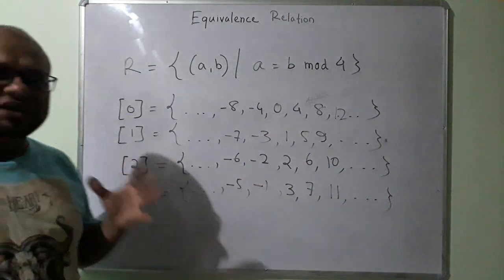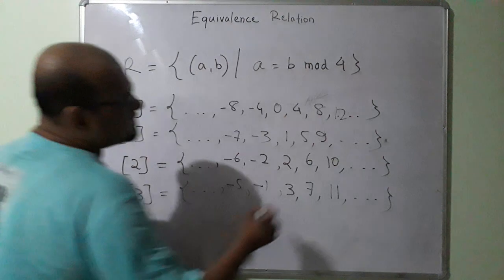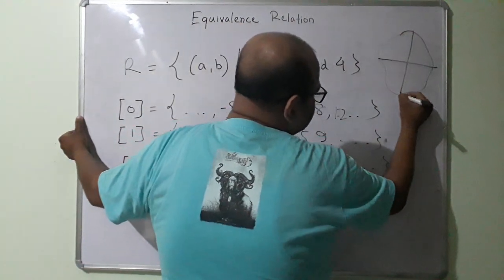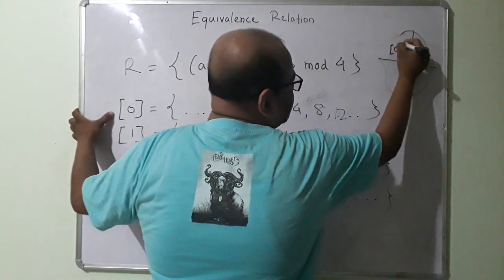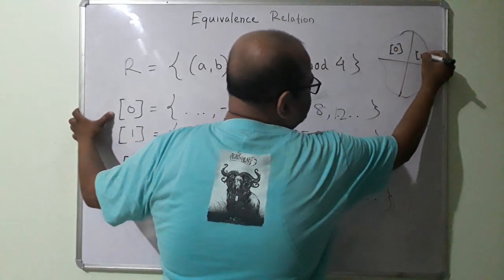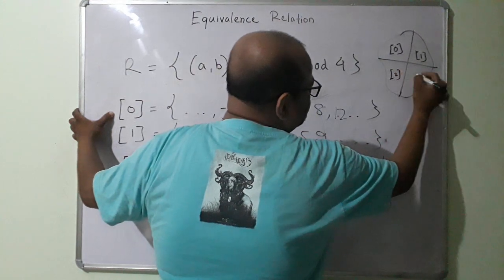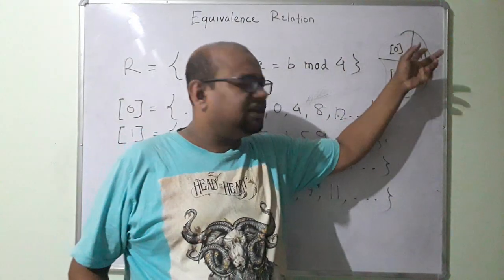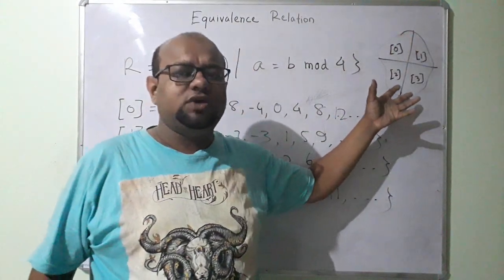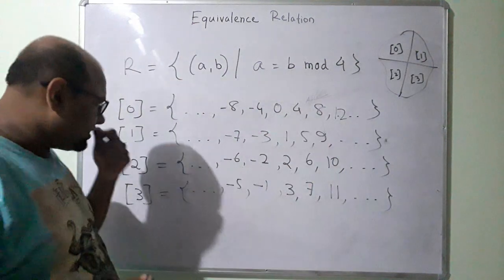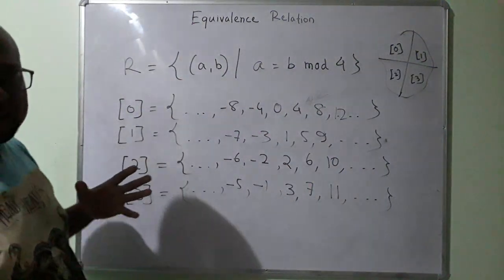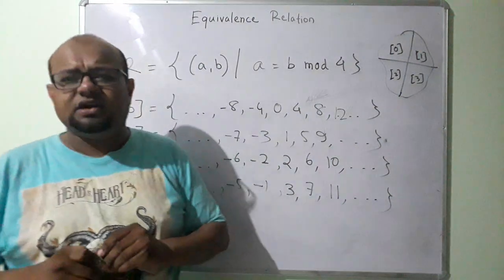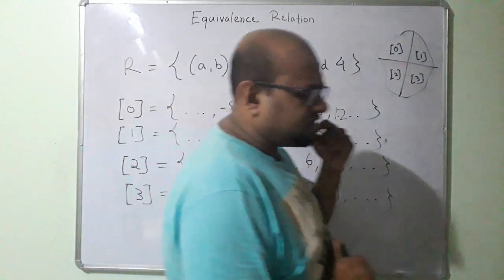So this is what I have. Say this is my set of integers. It is now partitioned into 4 parts. This one is represented by 0, another by 1, another by 2, another by 3. When I union all these 4 classes together, I will get back my original set, that is the set of integers that I was working on.